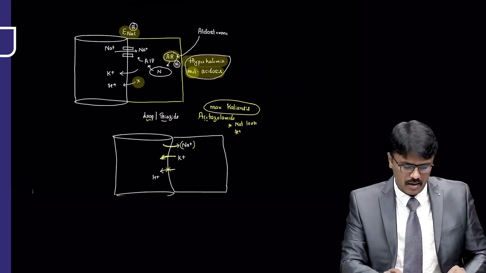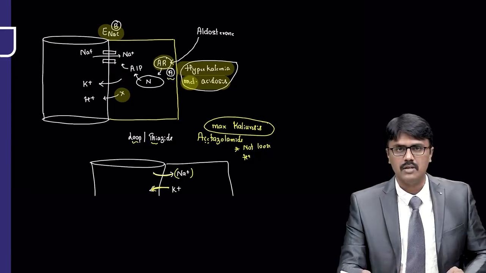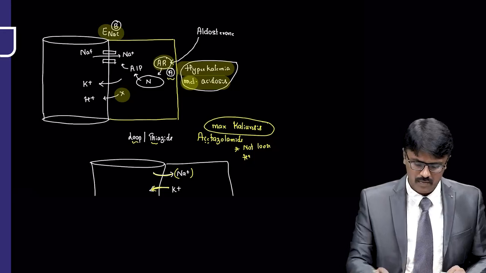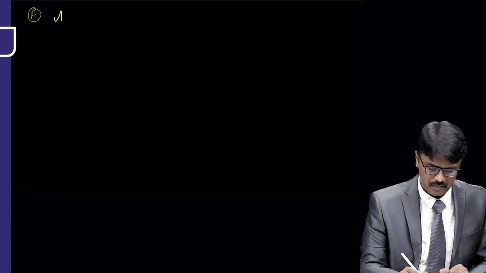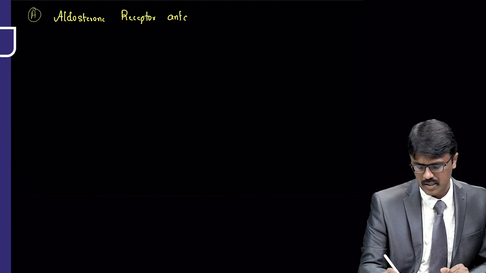Now, come back to the potassium sparing diuretics. We have the aldosterone receptor antagonist and then the ENaC inhibitor. They are the targets. So let me come to the targets. Number one, in potassium sparing diuretics, what we have is aldosterone receptor antagonist. So these are called aldosterone receptor antagonists.